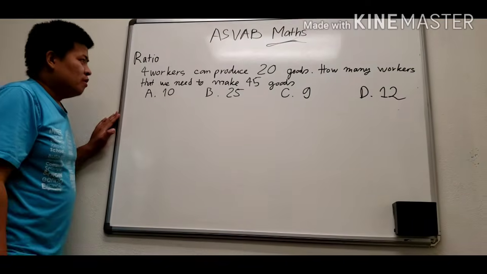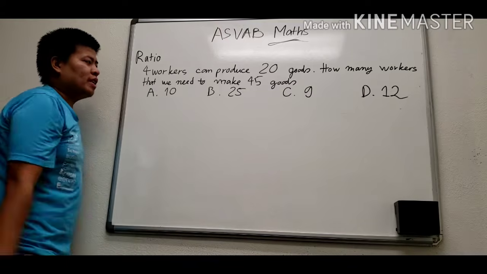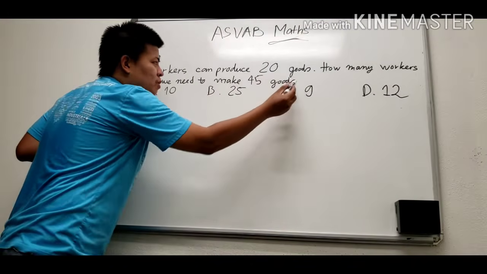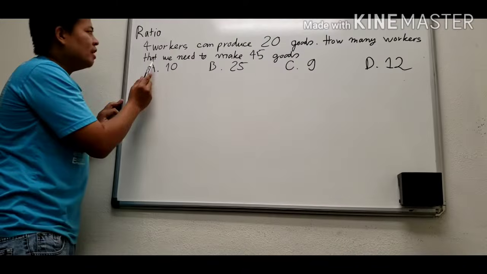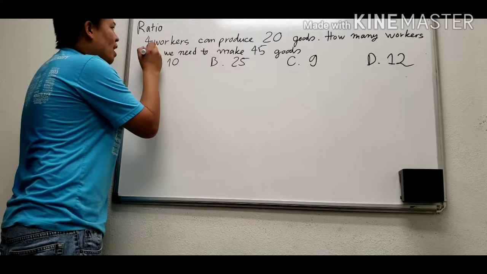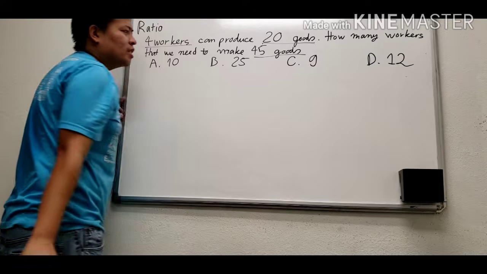Let's see about the ratio. So I just provide a real example. 4 workers can produce 20 goods. How many workers do we need to make 45 goods? So we have 4 workers in here, 20 goods and 45 goods.